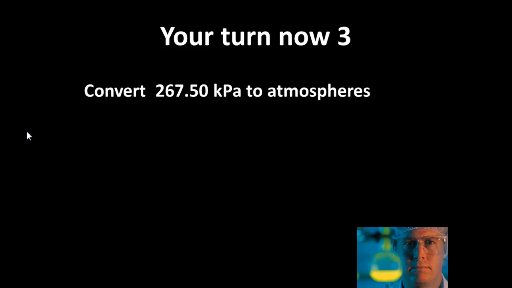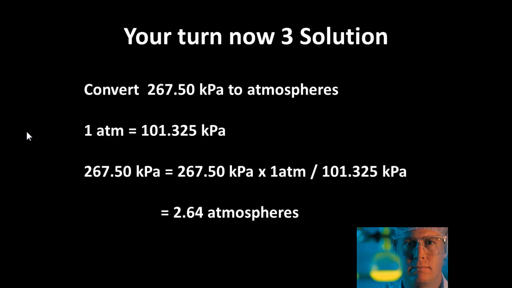And one more. You have to convert 267.50 kilopascals to atmospheres. 1 atmosphere is equal to 101.325 kilopascals, so let's plug everything in. 267.50 kilopascals multiplied by 1 atmosphere divided by 101.325 kilopascals. Kilopascals will cancel each other out, leaving an answer in atmospheres of 2.64.